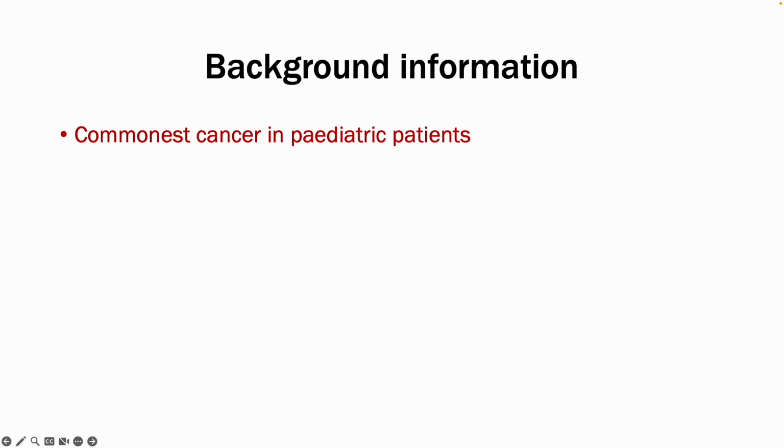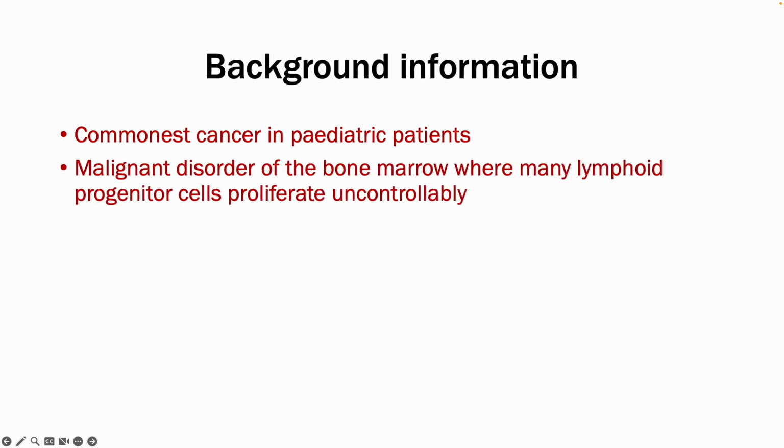So, for some key background information, it is the commonest cancer in pediatric patients, and in fact it accounts for almost 25% of all pediatric cancers. It is a malignant disorder of the bone marrow, where many lymphoid progenitors proliferate uncontrollably.